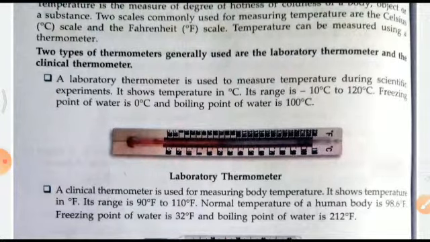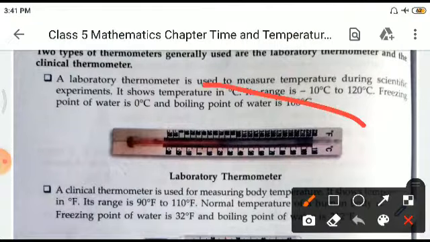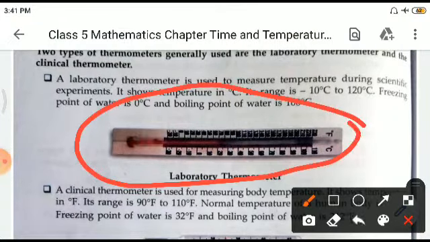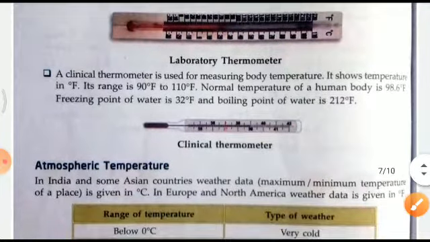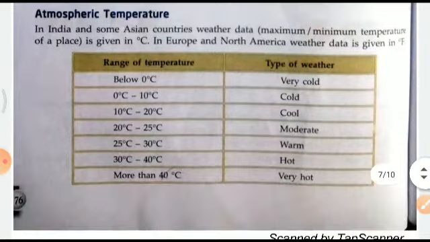See, this is how a laboratory thermometer looks. A clinical thermometer is used for measuring body temperature. It shows temperature in degree Fahrenheit and ranges from 90 degree Fahrenheit to 110 degree Fahrenheit. The normal temperature of a body is 98.6 degree Fahrenheit, with the freezing point of water being 32 degree Fahrenheit and the boiling point being 212 degree Fahrenheit.